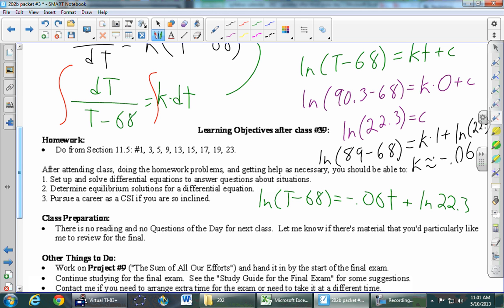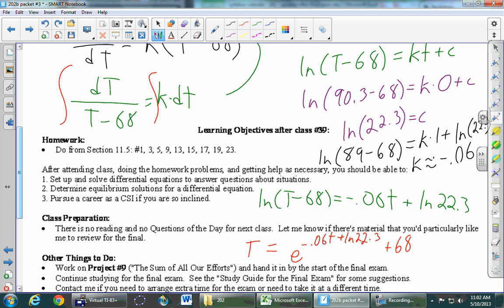So let's solve for T. What do we do to both sides? Solving for capital T. I'm going to put an E to both sides. So it's E to this whole right-hand side, E to the minus 0.06 t plus ln of 22.3, and then add the 68. Yes, after you raise the E.